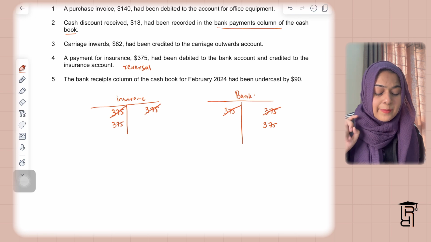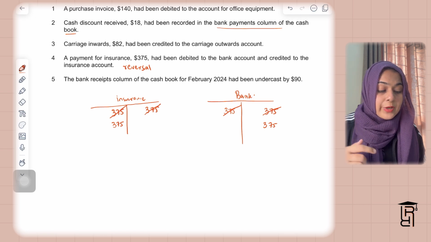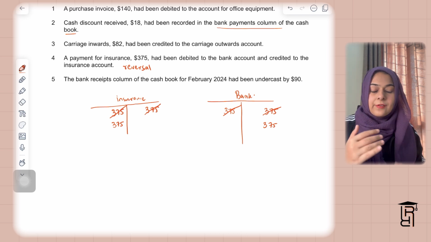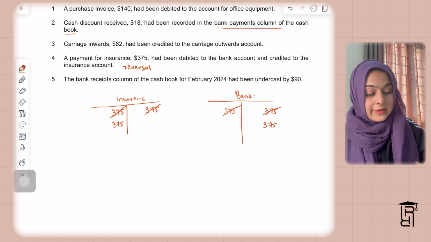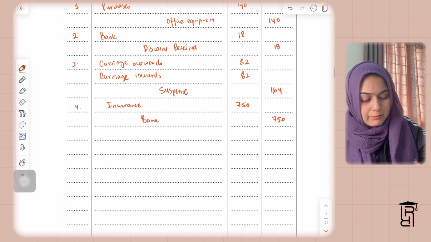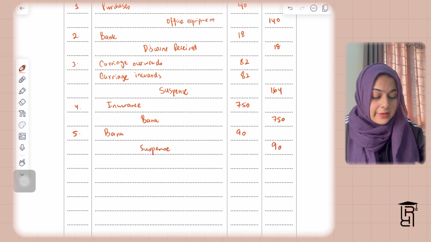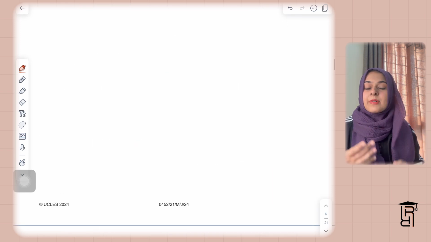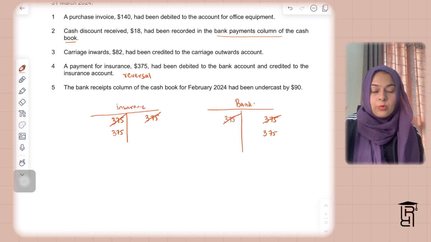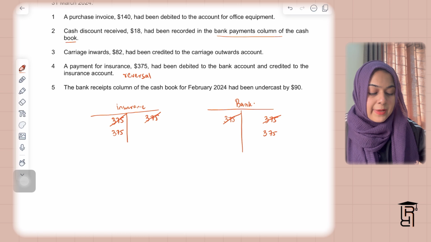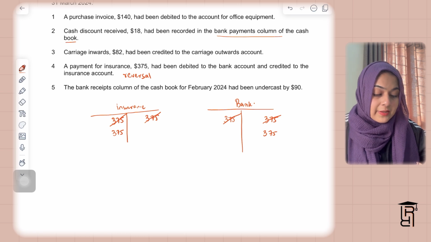They're saying here, the bank receipts column of the cash book for February 2024 had been undercast by $90. So in calculation, they have under-added the debit side of the receipts column of the cash book. So I'll debit the bank here by $90, and this is error number 5, and I will credit suspense because I don't have anything else to credit here. Because I had under-added the debit side of the bank account, my debit total was less than what it was supposed to be. So I debited the bank account by $90 and credited the suspense account.